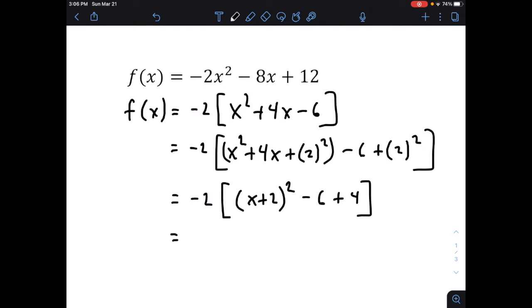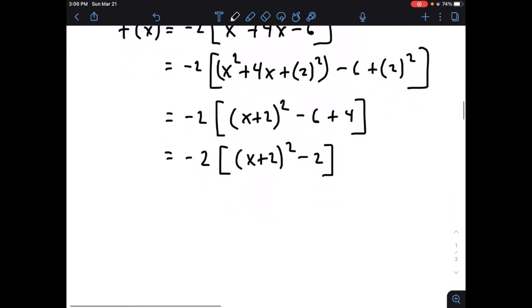I'm going a little slowly through this, but that's okay. You might be able to skip a few steps here and there. If you see that negative 6 plus 2 squared is going to be negative 2, you could go directly to that instead of writing the step that I did just before this. Then we distribute that negative 2. So we have negative 2 times x plus 2 squared plus 4.